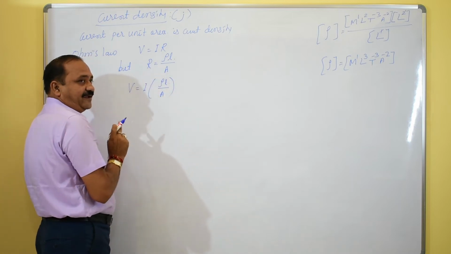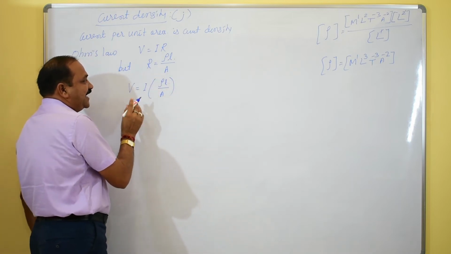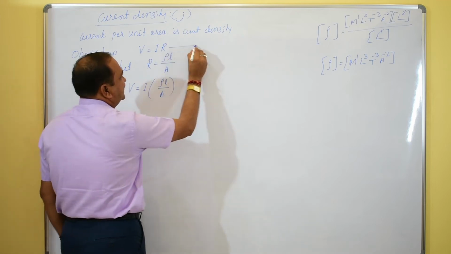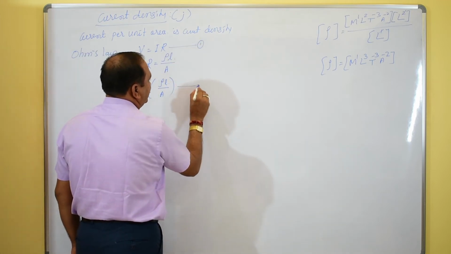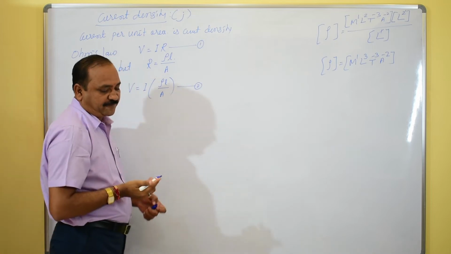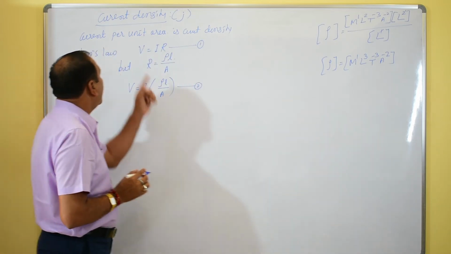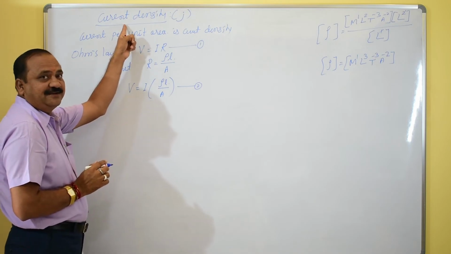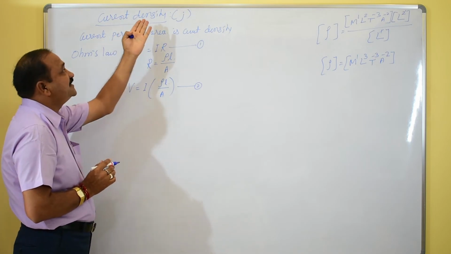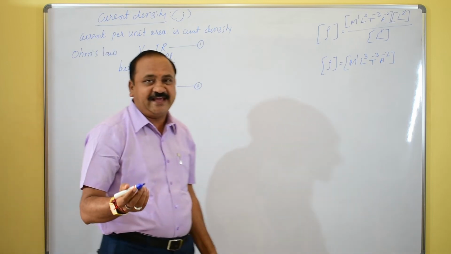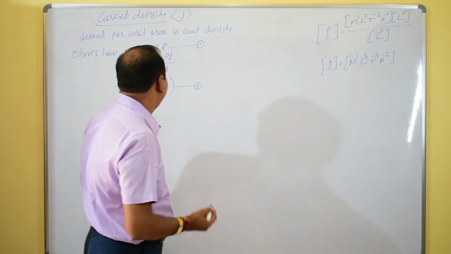Rho L by A. In this case, we can write this as equation number 1, and this is equation number 2, just for our reference. According to the statement of current density, the current density is the current per unit area, I by A.